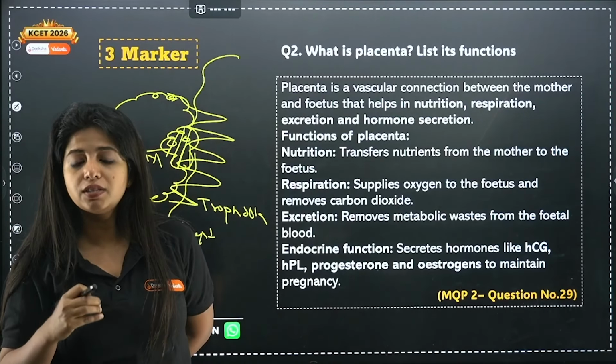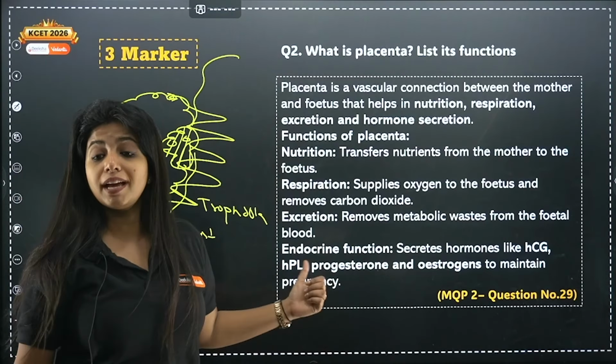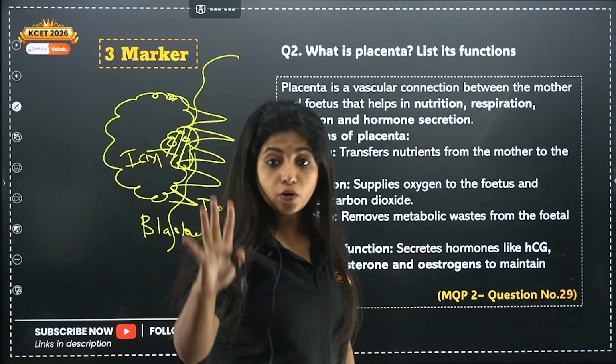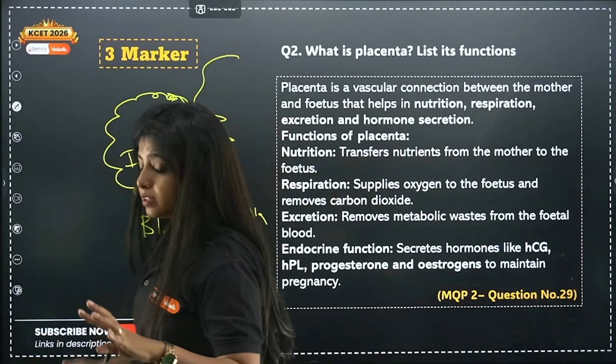Why? Because it releases certain very important hormones such as what? HCG, human chorionic gonadotropin, HPL, progesterone, estrogen. There are 4 hormones released by the placenta. Please remember, only 4 of them are there.